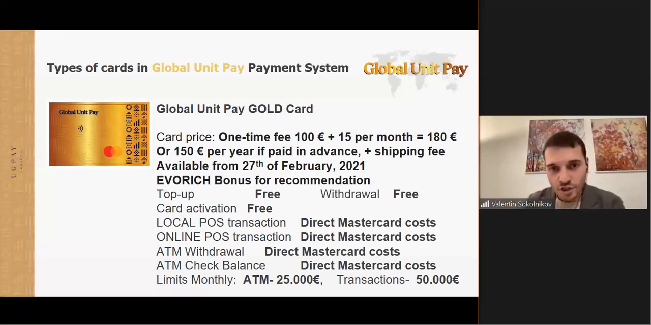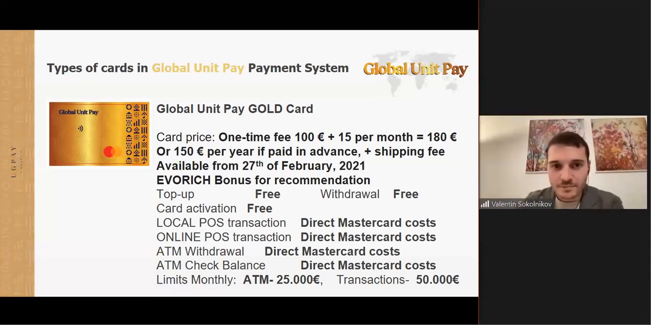But despite the fact that the card price is higher, there is a bonus. There is an Evorich bonus for recommendation. When you register in the global unit payment system and specify the email to which your Evorich account is tied, you will get a bonus for recommendation in your Evorich back office.